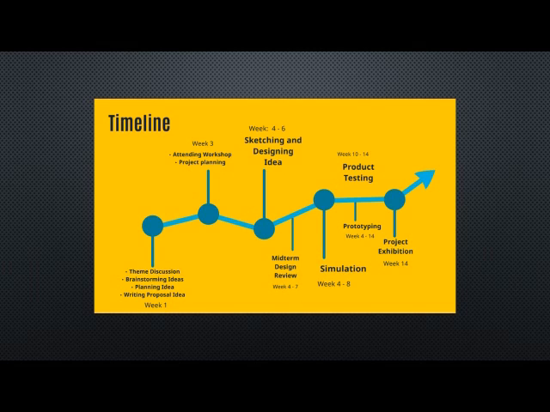As shown in the slide is the timeline for KASA Smart Recycling System. From this timeline, we can see that from week 1, we have done team discussion, brainstorming ideas, planning ideas, and writing the proposal idea. This proposal idea was submitted during week 3. From week 3, we are attending the Raspberry Pi workshop and doing project planning. Project planning is continued until week 5. From week 4, we are doing sketching and designing ideas, and doing the midterm design review report.